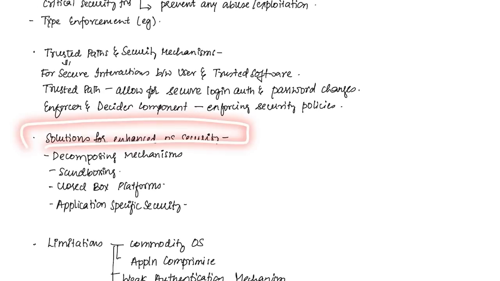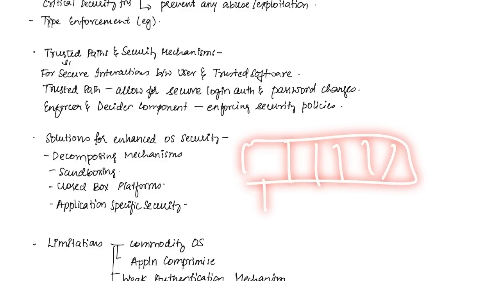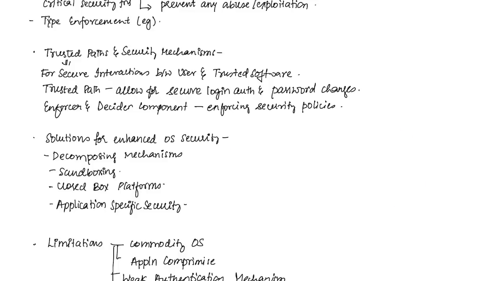Next, we have enhanced OS security. First one is decomposing mechanisms. Dividing a complex task into small processes or components, like the enforcer and decider for access control, can thereby enhance the OS security. Then we have sandboxing. By making use of environments like the Java Sandbox, we can restrict unauthorized actions from happening. Then we have cloud box platforms. These platforms are embedded using cryptographic keys, thereby authenticity, confidentiality, all those things are maintained here.